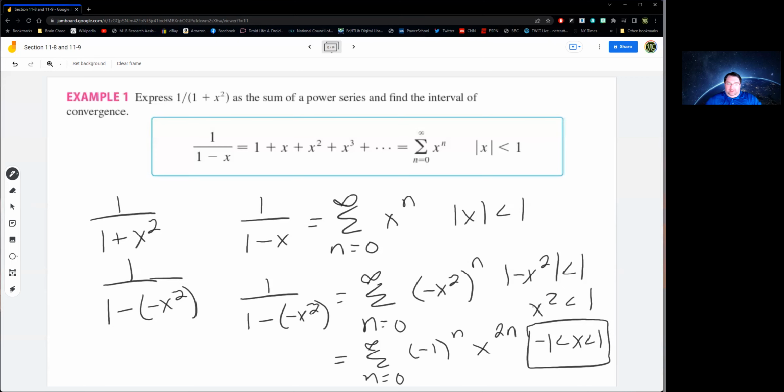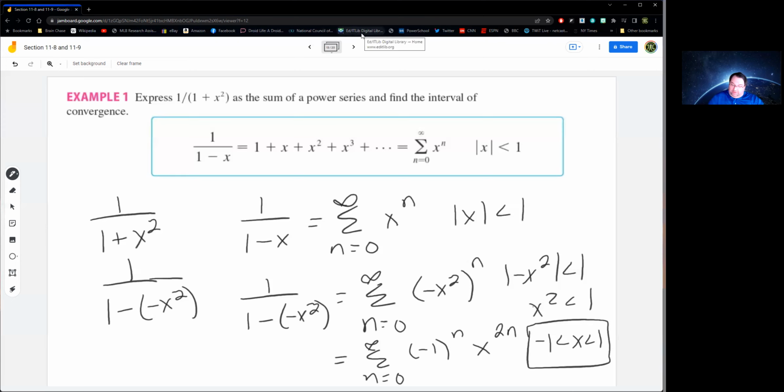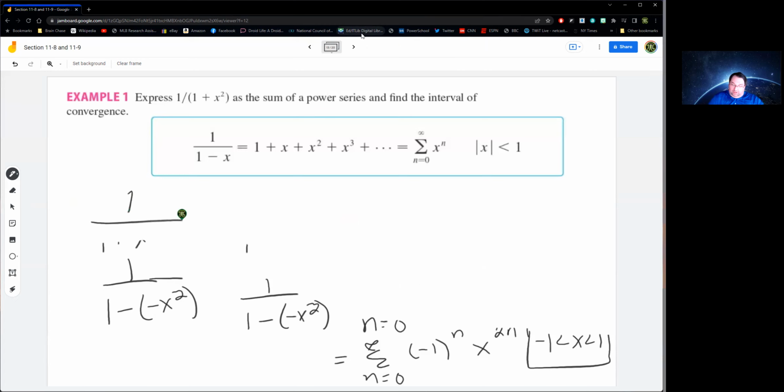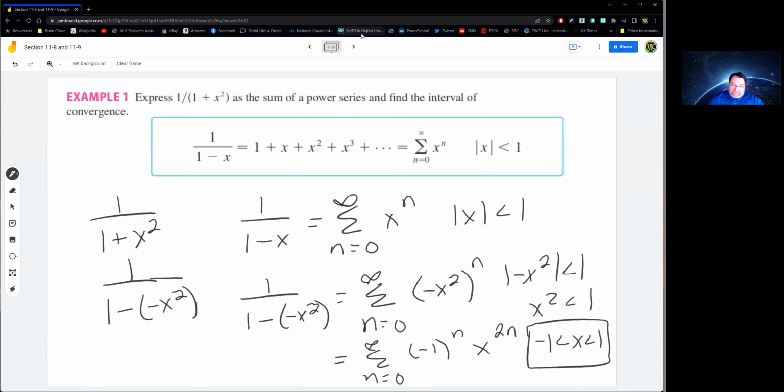Professor, could you please repeat the last 30 seconds of that? I was able to follow to the absolute value of negative x squared is less than 1. And then what was the next step? Actually, we'll do it real quick. I'm going to clean this up a little bit so it's better notes. All right, so my new series was 1 over 1 minus, or actually, let's do it.